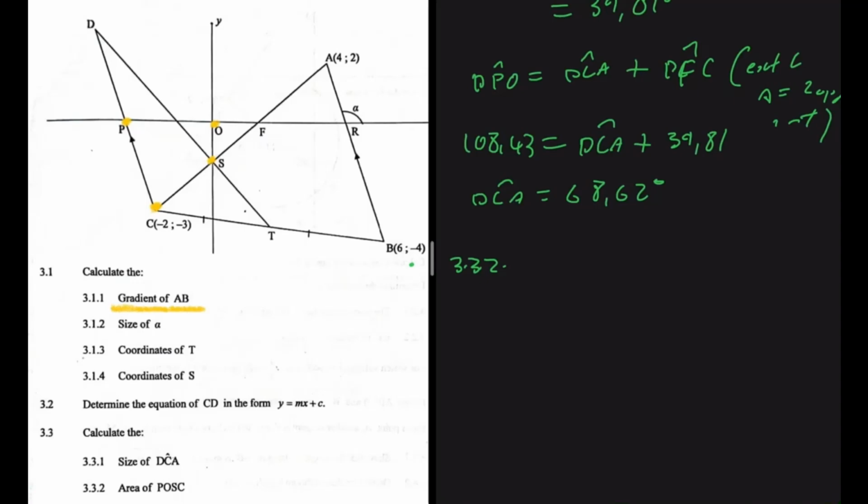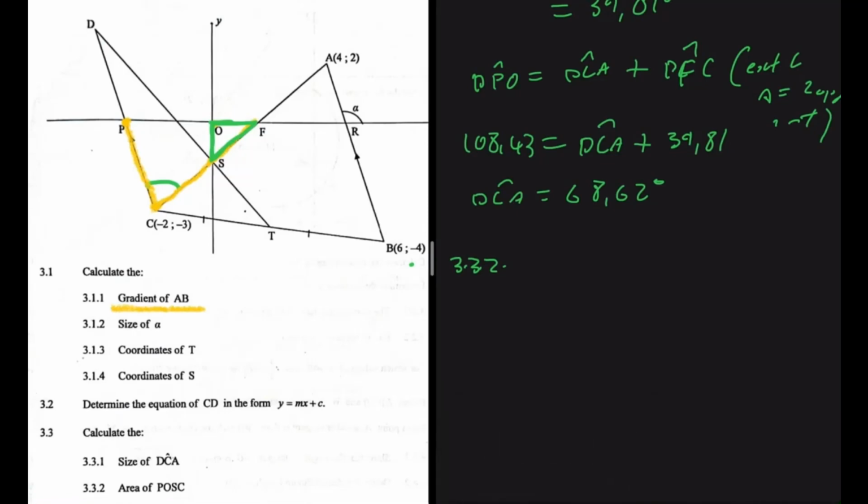Because we have this angle here and we know its size, we can use the sides CF and CP to calculate the area of triangle PCF. After we have calculated the area of triangle PCF, we can subtract triangle OFS, and then we'll have the area of POSC. So let's go ahead and do that.